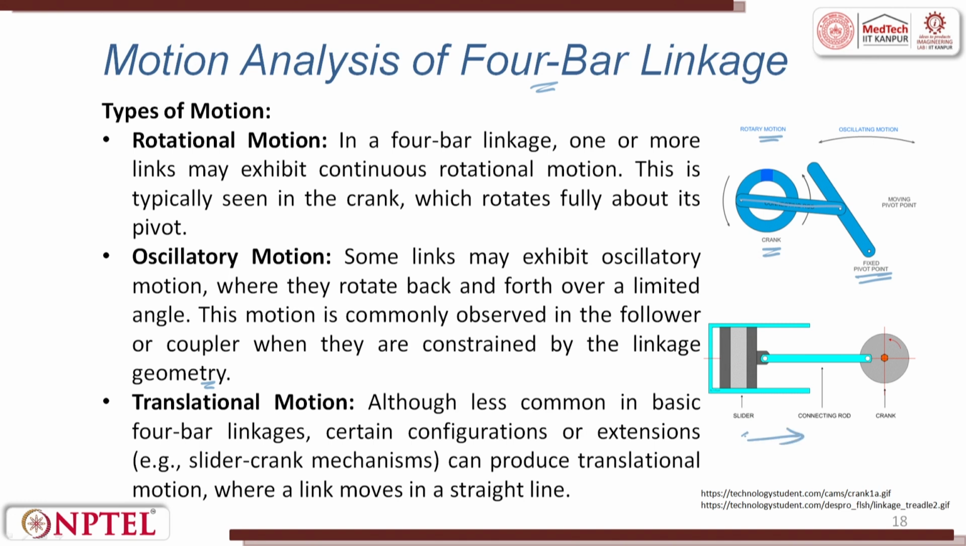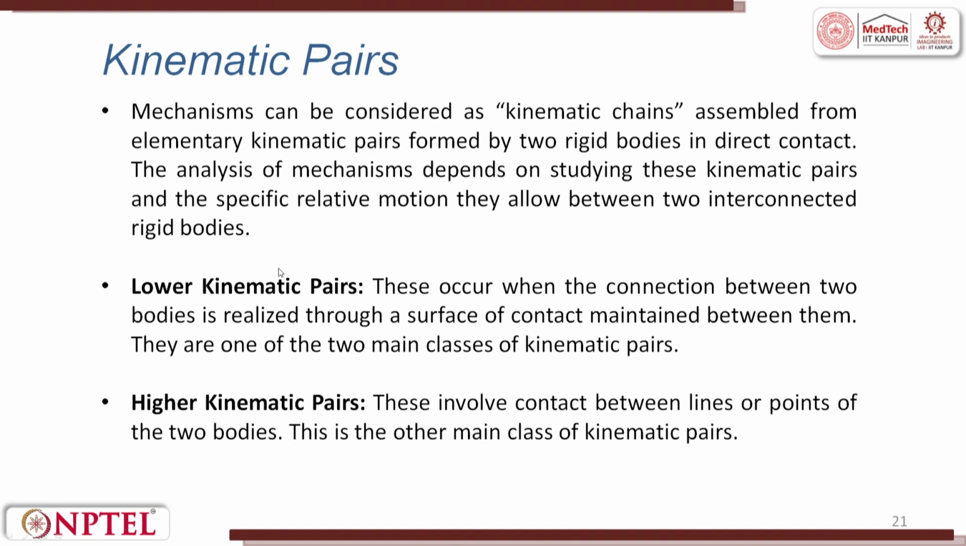Translation motion, translation is sliding. Although less common in basic 4-bar linkages, certain configurations or extensions can produce translation motion where the links move in a straight line. So, moving further to kinematic pairs, mechanisms can be considered as a kinematic chain assembled from elementary kinematic pairs formed by two rigid bodies in direct contact. The analysis of mechanisms depends on studying these kinematic pairs and the specific relative motion they allow between the two interconnecting rigid bodies. So, kinematics we know, we are now seeing kinematic pairs.